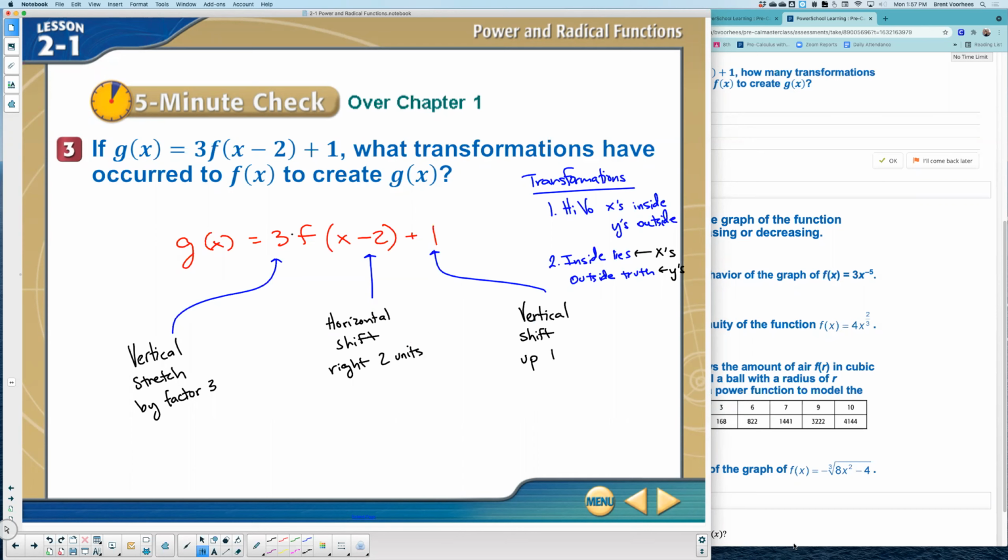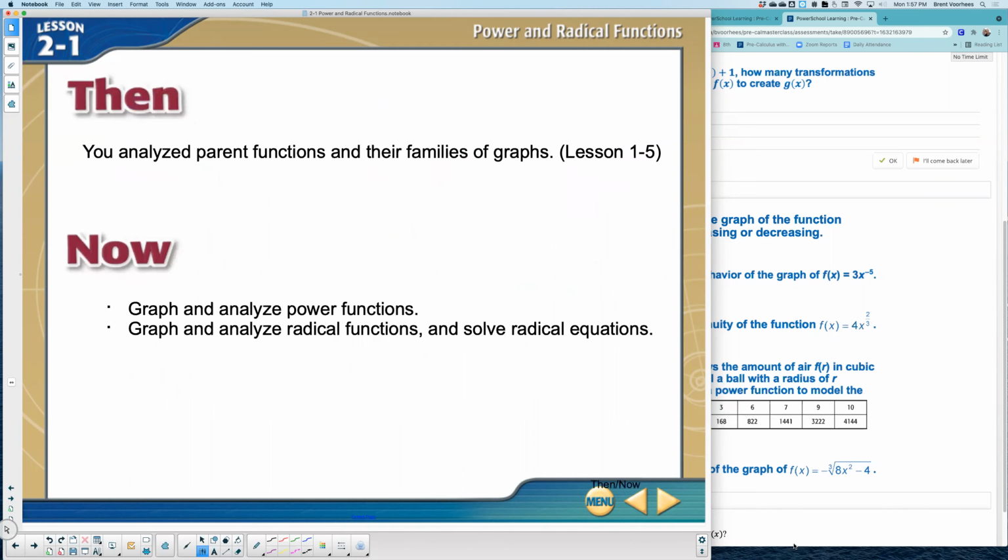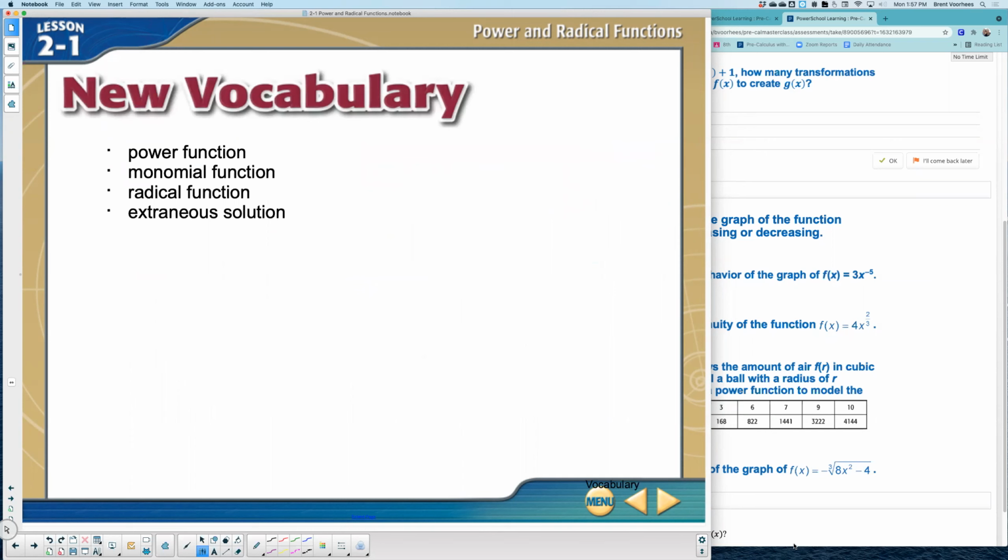All right, chapter 2. As we start on chapter 2, the first thing we're going to look at today is power functions. So on your vocabulary chart, what I want you to note here, a power function is a function with only one term. That's a power function. So let me give you 4 examples, and I want you to tell me which ones are power functions, which ones are not power functions.